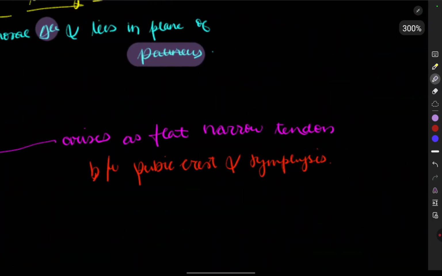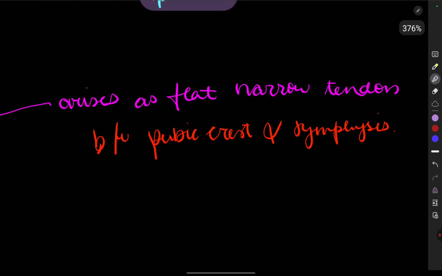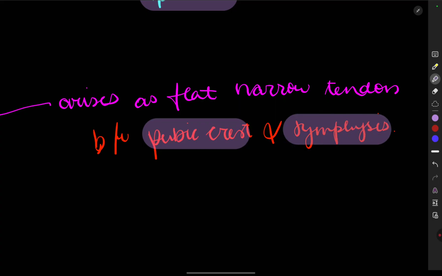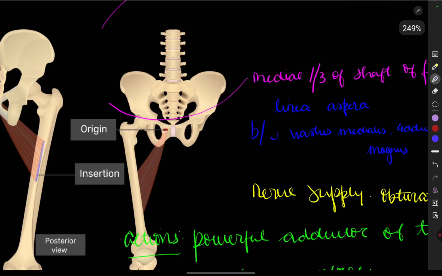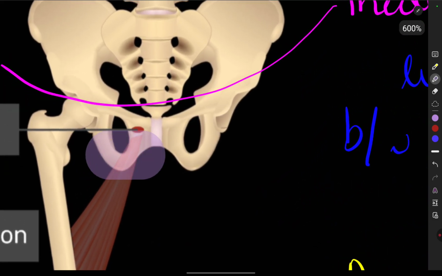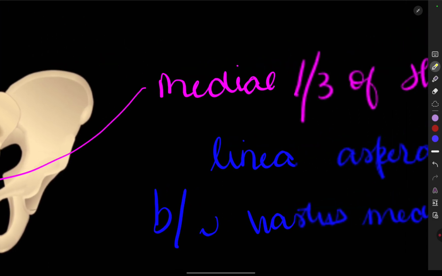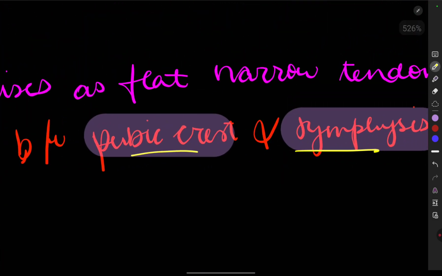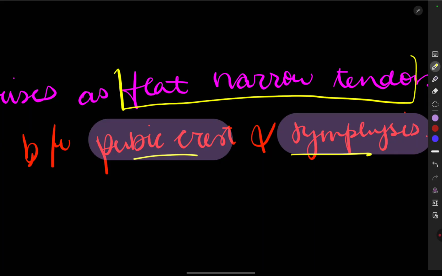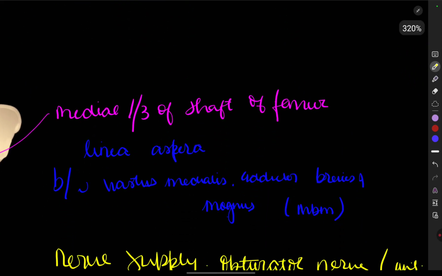Okay, this is the insertion. It arises as a flat narrow tendon between the pubic crest and the pubic symphysis. We had seen the pubic crest just now. So this is the pubic crest and this is the pubic symphysis. This is the adductor longus muscle that arises between the pubic crest and the pubic symphysis. It arises as a flat narrow tendon.